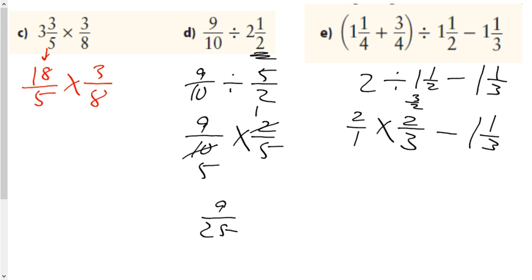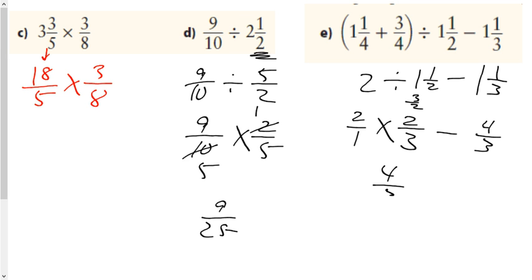So there. Actually, what am I going to probably do with this? Change it to improper. So now all I did is I changed my whole number 2 to 2 over 1. I changed my division and multiplication, changed 1.5 to its reciprocal, and changed 1 1/3 to an improper fraction. I haven't done anything yet. I've just converted everything to manageable numbers.